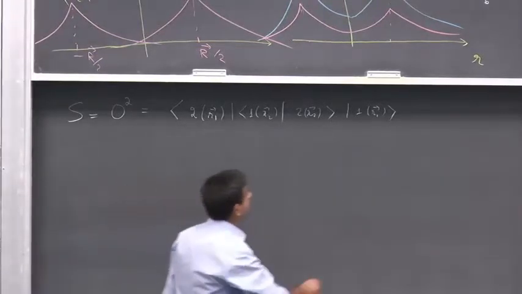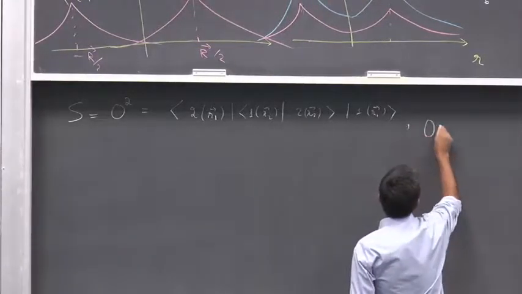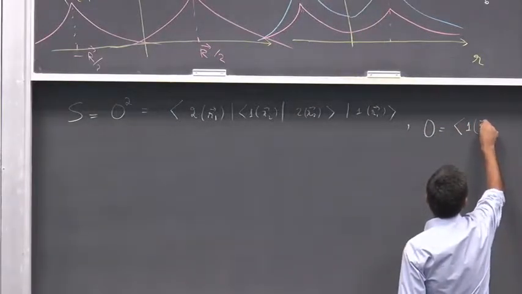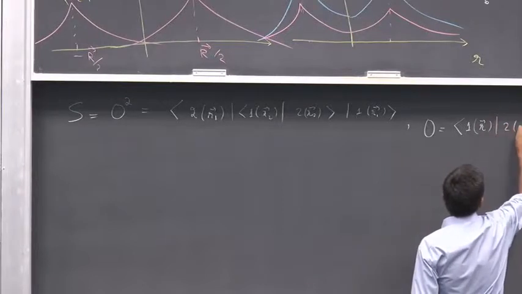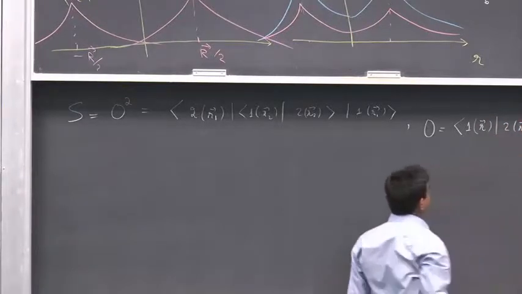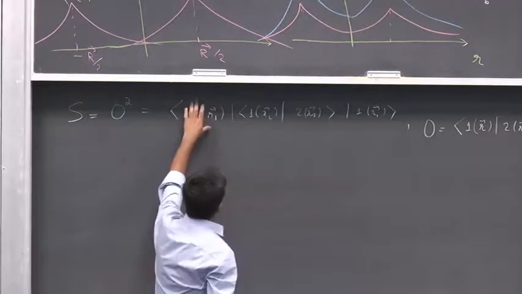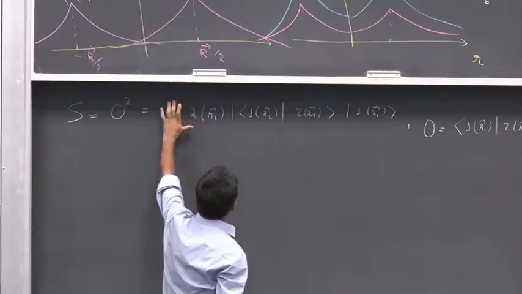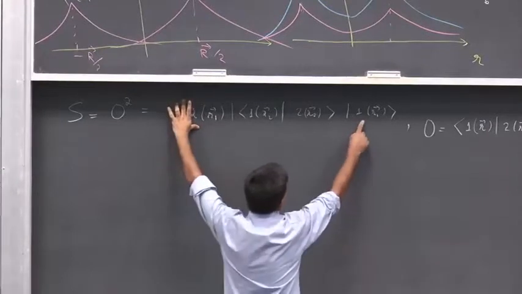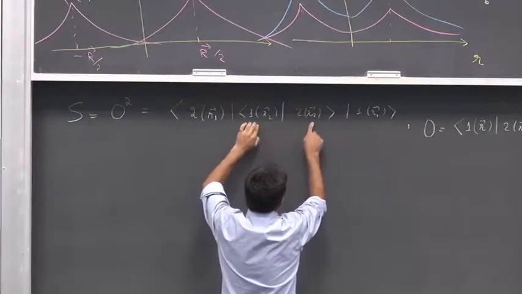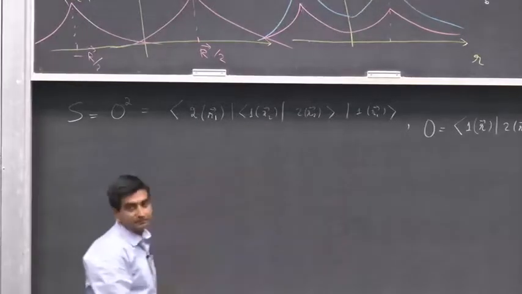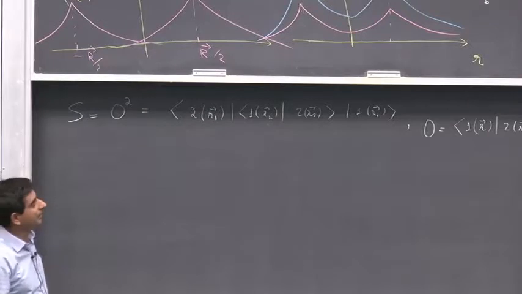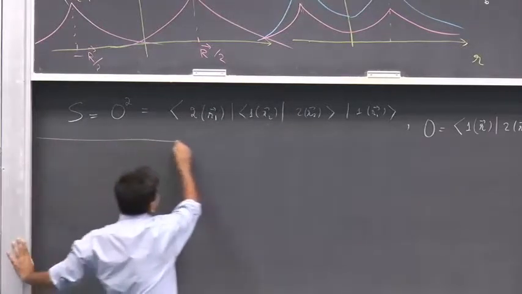O, as you know, was defined in the following fashion. O was defined as 1 R 2 R. O was defined for a single electron. Now if you take the inner product of this thing with this thing, and take the inner product of this thing with this thing, you get O squared. Alright? So this is our definition of S.